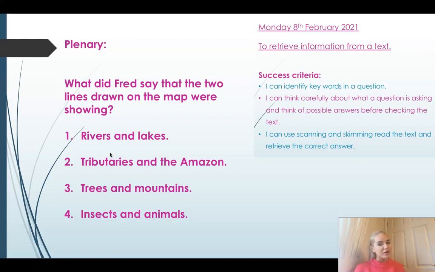And I have one more question for you today. What did Fred say that the 2 lines drawn on the map were showing? Was it rivers and lakes, tributaries and the Amazon, trees and mountains, or insects and animals? Which one was it? Well done, it was number 2, tributaries and the Amazon. Do you remember what a tributary was? That's right, it was those little rivers or streams that join to a bigger river or a lake.